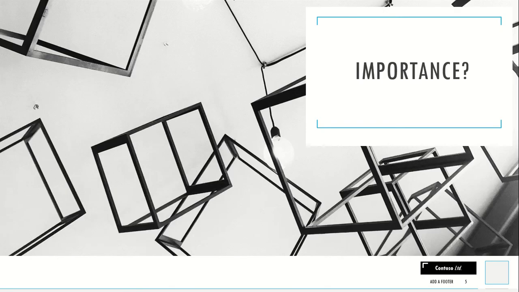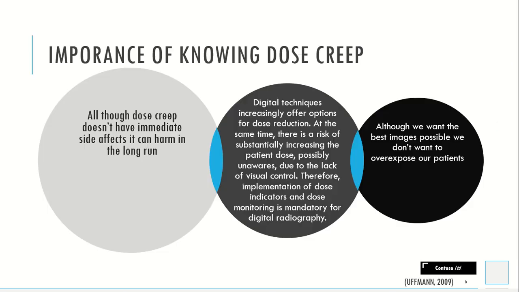What is the importance of dose creep? The importance of knowing dose creep: although dose creep doesn't have immediate side effects, it can harm in the long run. If a patient comes and gets exposure x-rays once a year and we're dose creeping them every single time, it will start to build up.